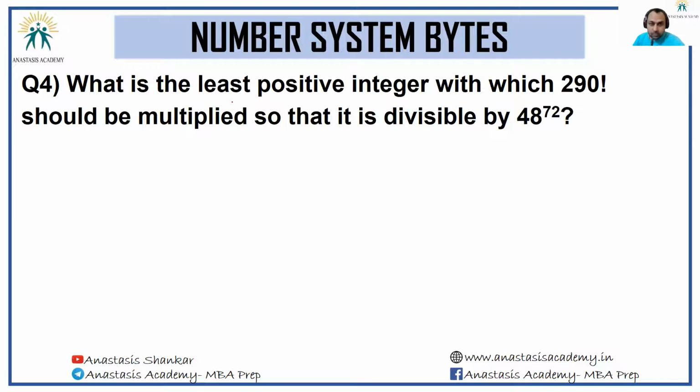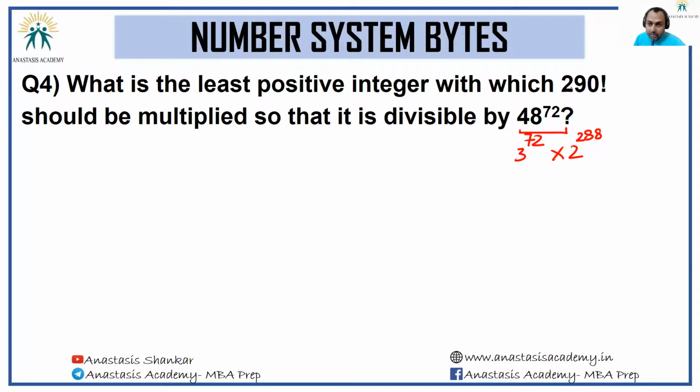Okay. What is the least positive integer with which 290 factorial should be multiplied so that it is divisible by 48 raised to the power 72? Break this down. 48 raised to the power 72 gives us 3 raised to the power 72 into 2 raised to the power 4 into 72, so 288.